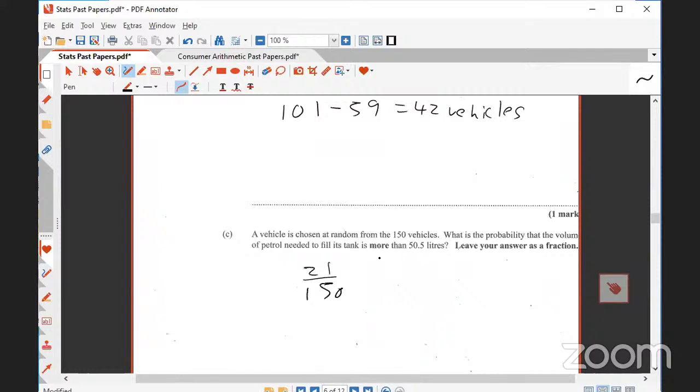And they said to leave our answer as a fraction. So let's try our best to simplify this. 3 into this is 7, 3 into this is 50. So my answer is 7 over 50.